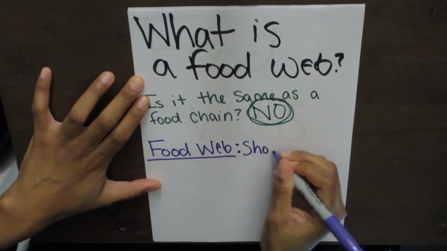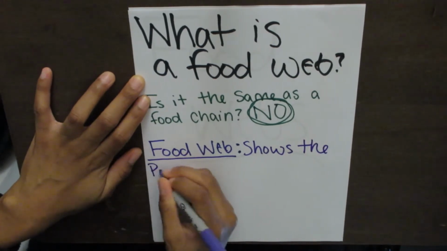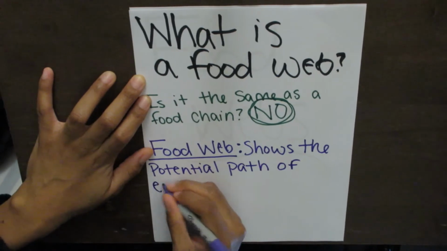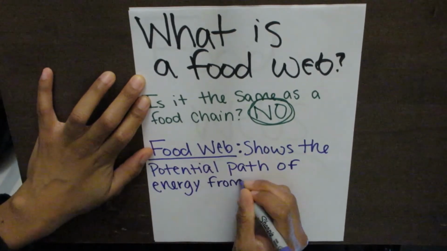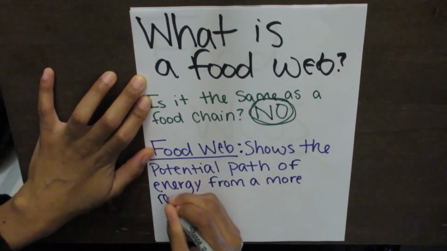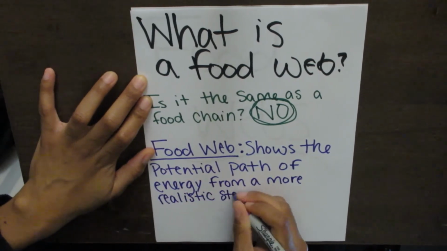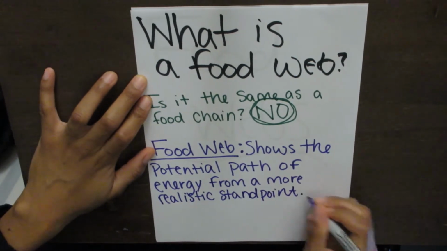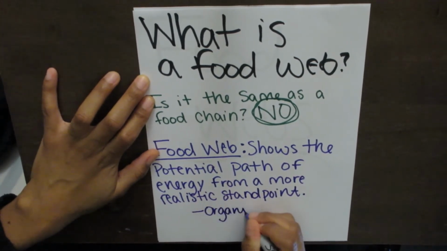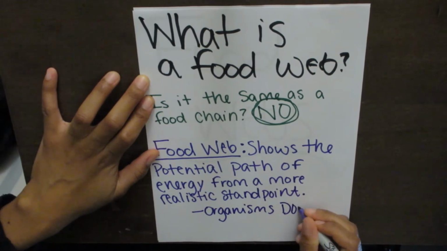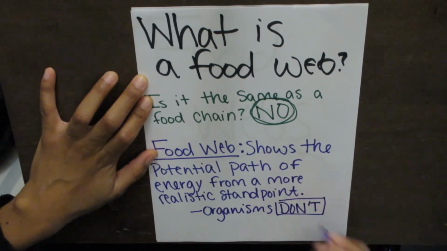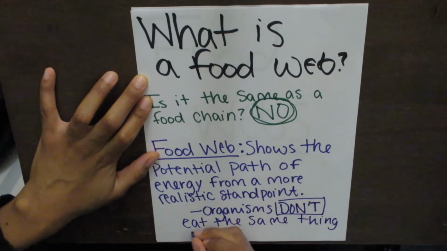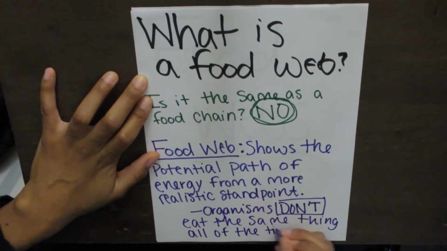So a food web shows the potential path of energy from a more realistic standpoint. So when I say a more realistic standpoint, I mean it's looking at how energy is transferred between organisms more so in the real world than a food chain does. A food chain just looks at one part of what organisms eat and how they live in their environment. So organisms don't eat the same thing all of the time. So a food web is showing how they don't eat the same thing all the time and how it works in the ecosystem.